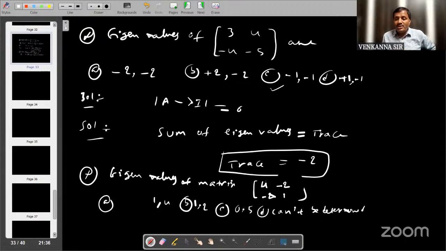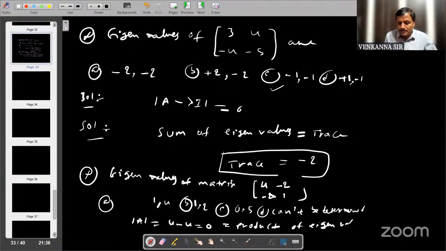What is another property? The determinant. The product of the eigenvalues is the determinant. What is the determinant of this matrix? Determinant is 4 minus 4, which is 0. Determinant is equal to the product of eigenvalues. Now which option is correct? Product of the eigenvalues must be 0. Option C is the correct answer.